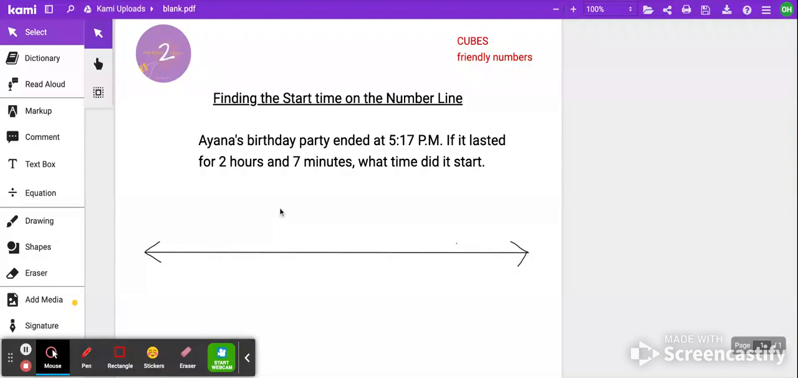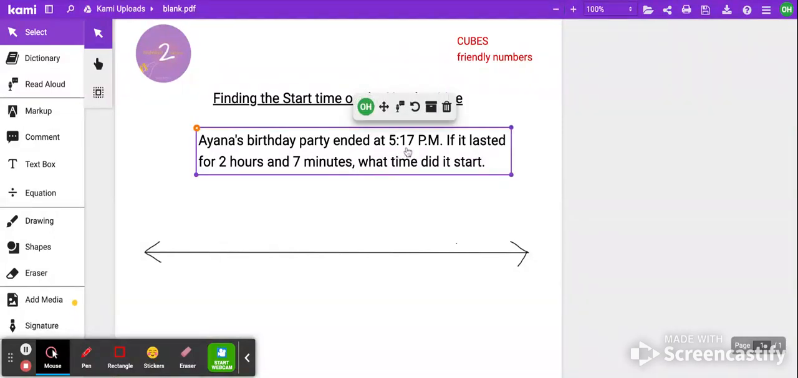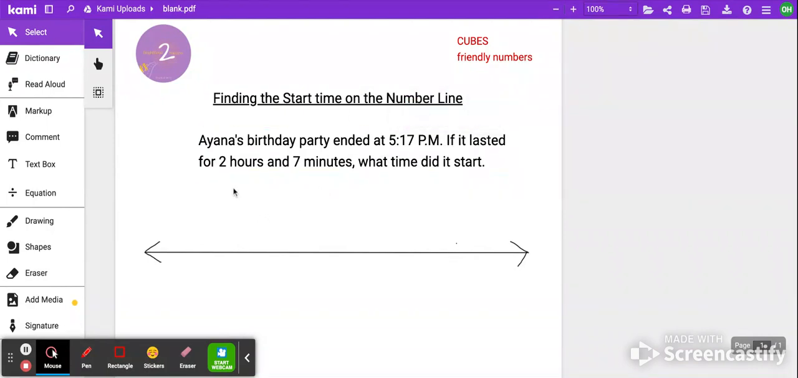It says Ayana's birthday party ended at 5:17 p.m. If it lasted for 2 hours and 7 minutes, what time did it start? All right, so we're going to go ahead and use our strategy called CUBES. First is the C. Here we're going to circle all of the important numbers or units.